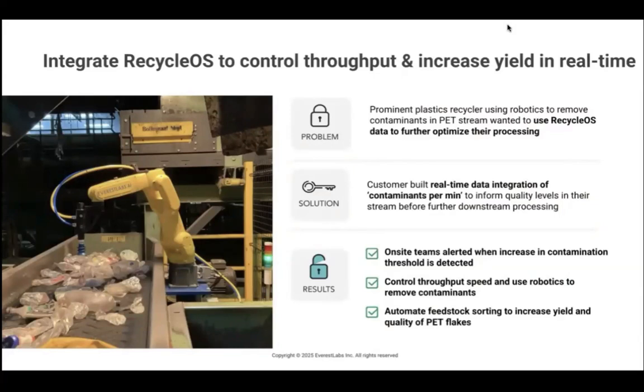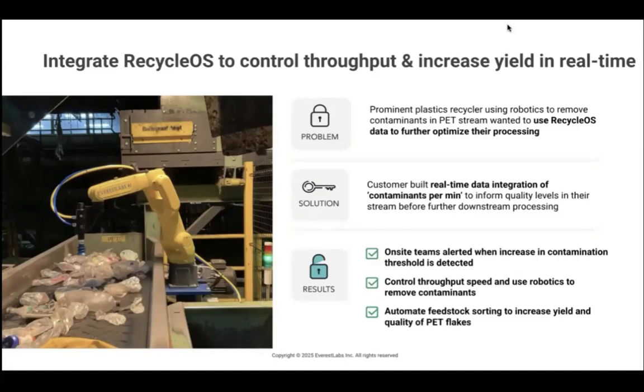So as big users of our Recycle OS already, they actually decided to further utilize the data to help inform their other processes in the plant. So we built an integration, a secure data transfer for contaminants per minute. We took that data point from the on-site compute box, and in real time, we're able to send counts of those contaminants per minute to their in-house analytics tool that they use in tandem with their other machinery. So why is this useful?